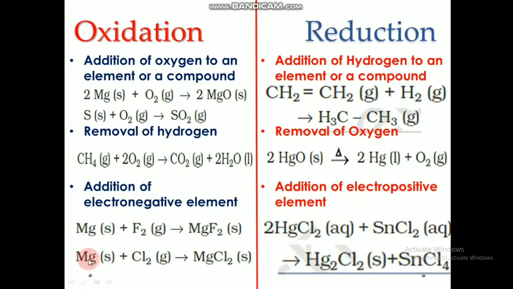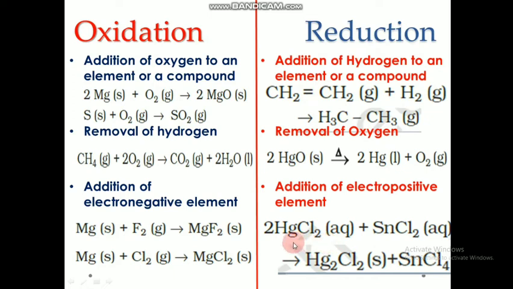So the reactions: Mg, the magnesium, plus fluorine gives MgF2. So here fluorine is an electronegative element. So combining with magnesium, magnesium is getting oxidized to form MgF2. So as an electronegative element is adding with Mg, we can tell magnesium is getting oxidized to form MgF2. Same when we add chlorine also. So Mg plus Cl2. Cl is an electronegative element. So an element plus an electronegative element combining means an oxidation reaction.